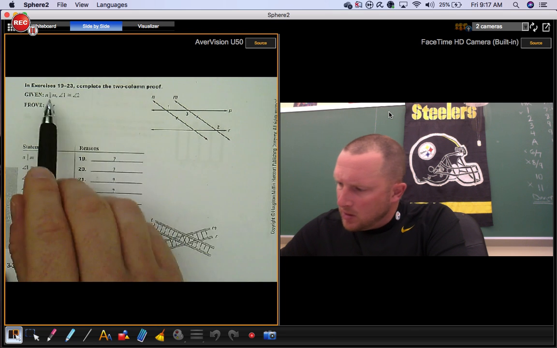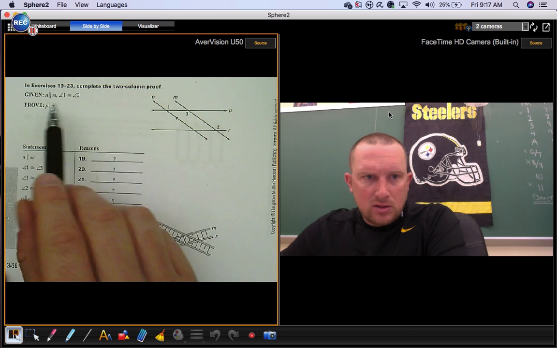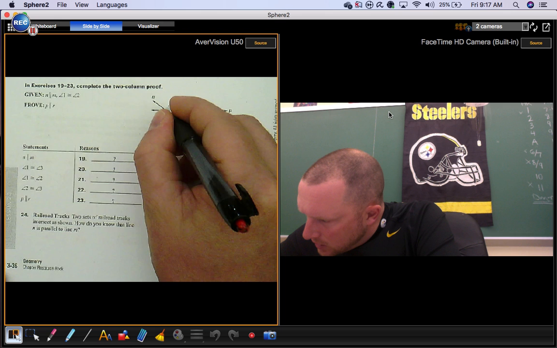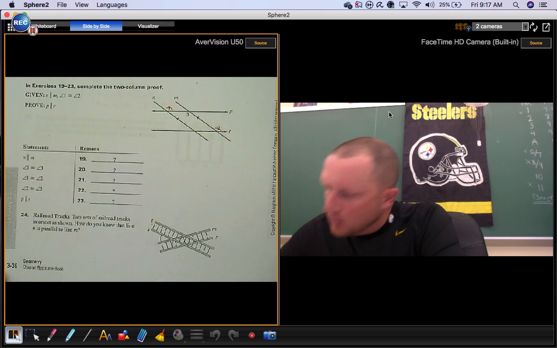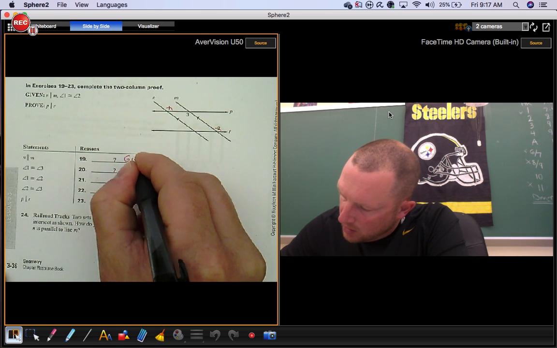Line N is parallel to line M, you know, because of the marks. That's given. Also, angle 1 is congruent to angle 2. So I'm just going to mark them congruent there. So I'm going to mark in my given.